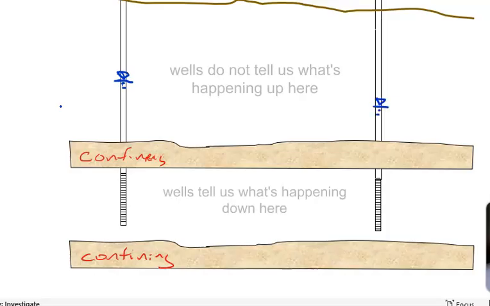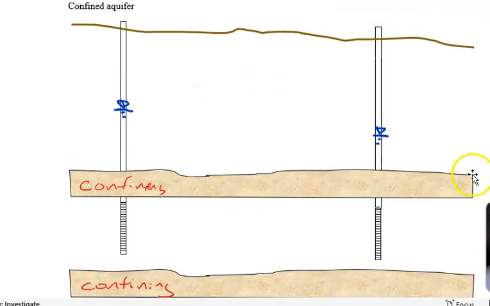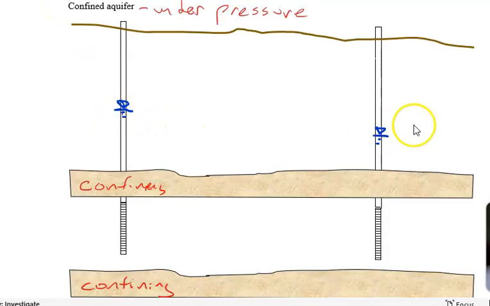This is not a water table, because this does not tell me what's happening up above this confining layer. It tells me the pressure between those down here. So these are under pressure. I think I'll make a note here that a confined aquifer is, by definition, under pressure. These wells don't tell me anything about what's happening up here.